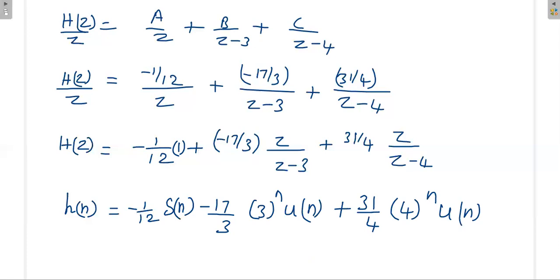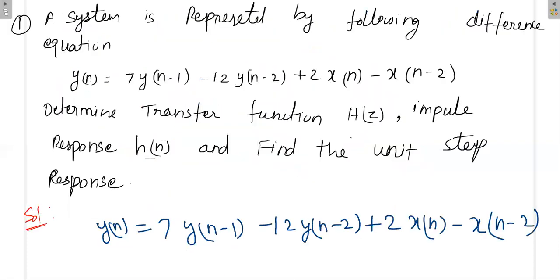Then again, we have to find the unit step response. What is the output due to the unit step input?